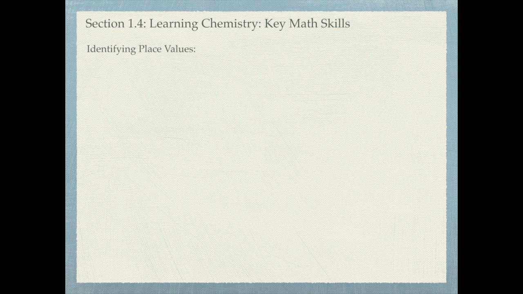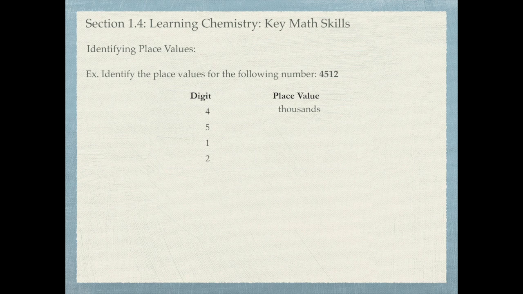So the first thing is identifying place values. The way I'm going to explain this is simply to provide you with two examples. For the first one, it asks you to identify the place values for 4,512. The 4 is the thousands place value. The 5 is the hundreds, the 1 is the tens, and then the 2 is the ones.